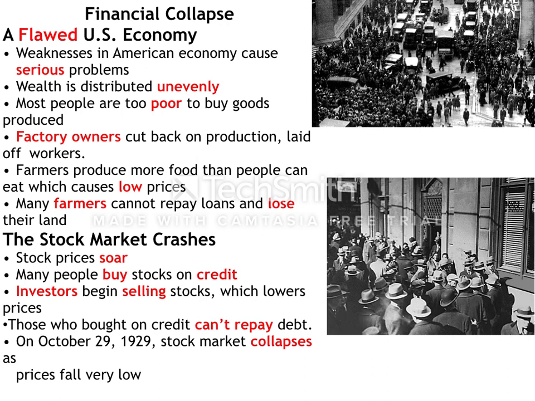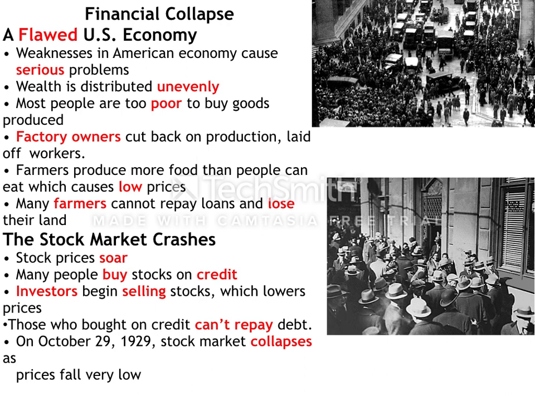In turn, people became poorer and less likely to buy goods, which had a ripple effect. Now, farmers also began to produce more food than people could eat, which caused low prices. This was caused mainly by an increase in better farming production.